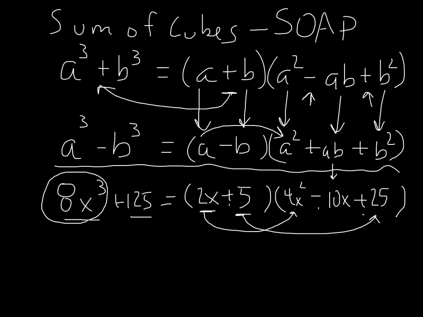As I look at it, I just want to double check, did I completely factor? Between 2x plus 5, there is nothing more I can take out. And between 4x squared minus 10x plus 25, there are also no common terms I can take out. There's no difference of squares, no more sum of cubes. Again, I'm going through all of my factoring methods to make sure I have in fact factored it completely. And in this case, I have.